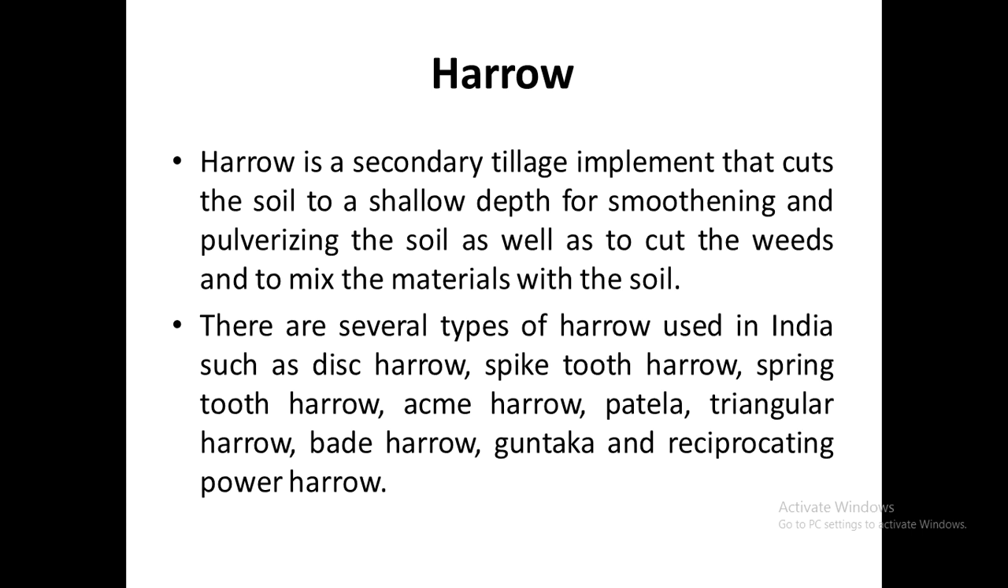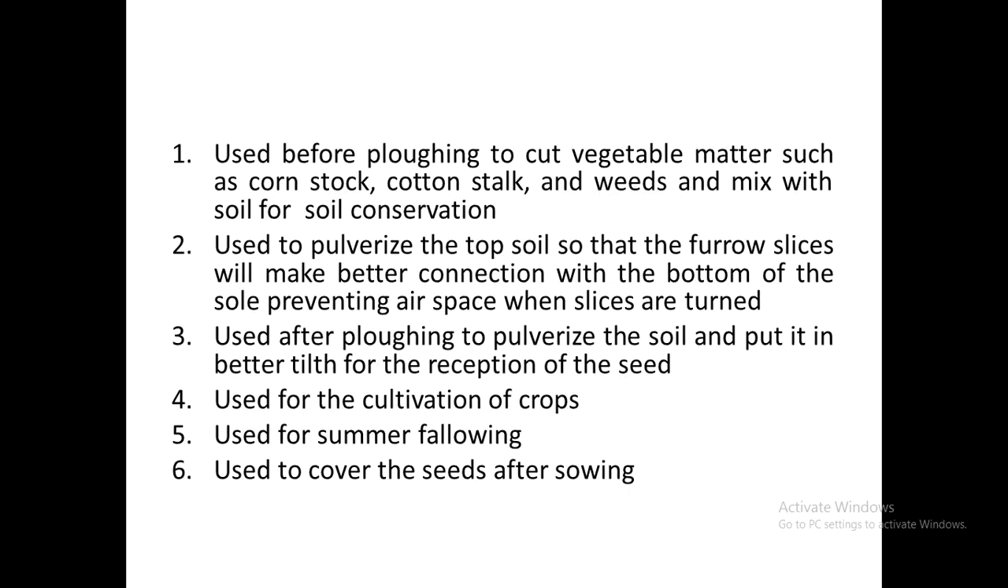It cuts the soil only to a shallow depth, and it is used for creating a smooth or a fine tilth in the field. It also helps to cut the weeds and mix other materials in the soil such as fertilizers, manures, etc. There are different types of harrows used in India. Some of the most commonly used indigenous types of harrows are discussed in the coming slides.